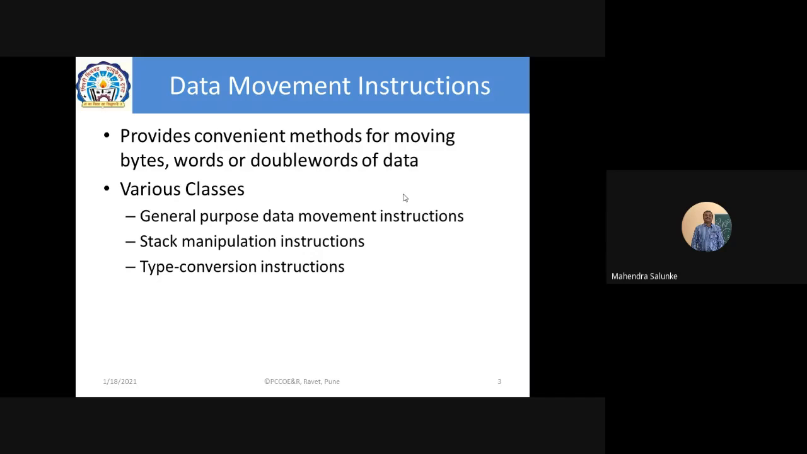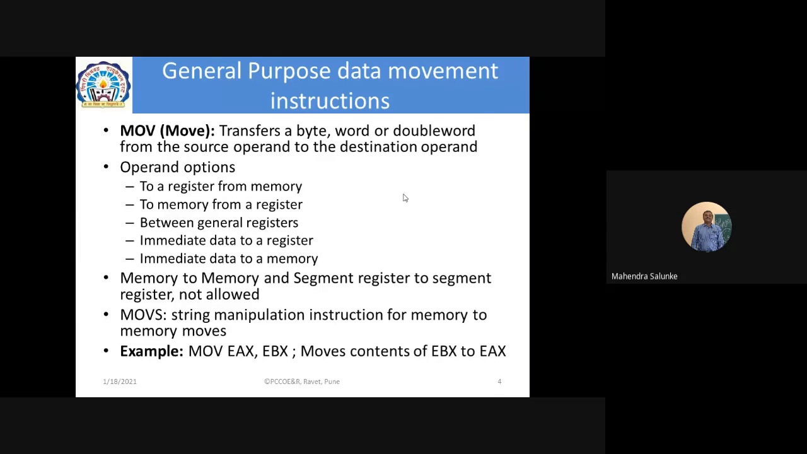So this is the way by which we can move our operand, right? As we discussed, the basic fundamental data types are byte, word, and double word. So we can move any of the data depending on the requirement of our program, right? There are various classes of these instructions. One is general purpose data movement, the second is stack manipulation, and the third is type conversion. So we'll see them one by one, right? Now, when you talk about the general purpose data movement instructions, the first instruction is MOV, M-O-V, and in brackets it is written M-O-V-E.